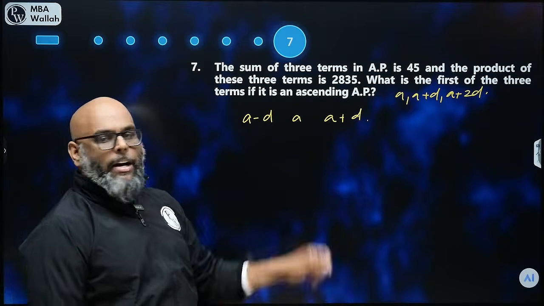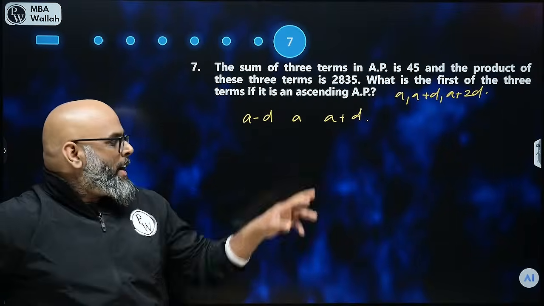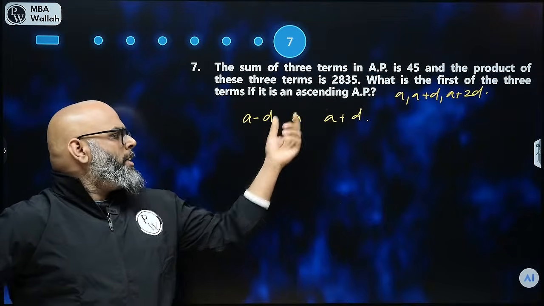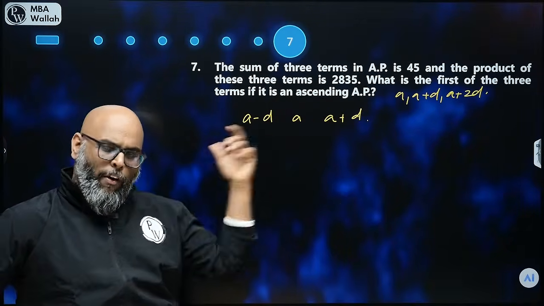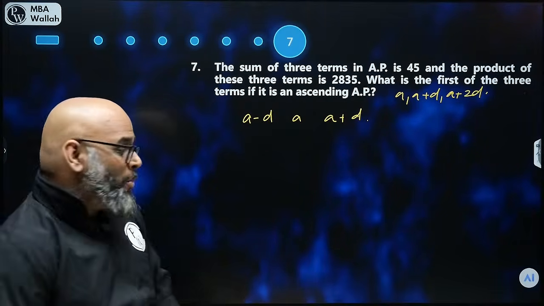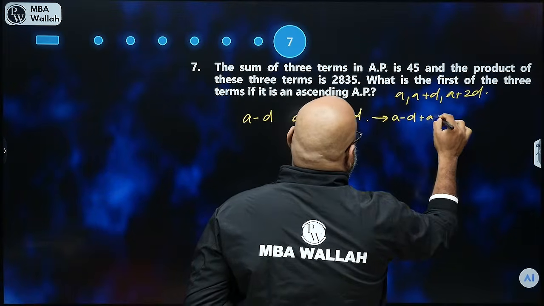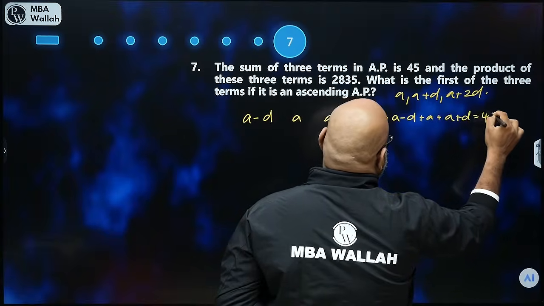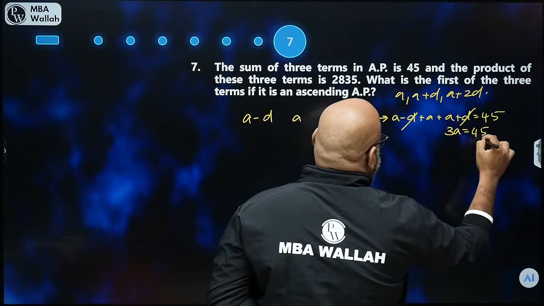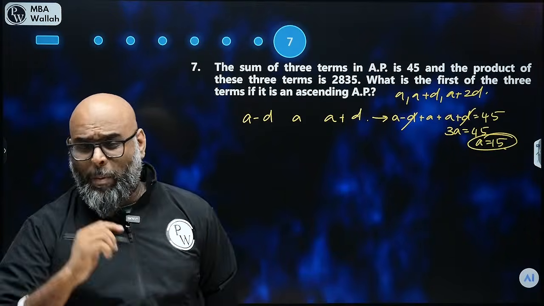From here to here you add a D, from here to here you add a D, this is still an AP. Instead of writing it A plus D and A plus 2D, I am saying this is A minus D, this is A, this is D more, this is D less, which still forms an AP, right? Now, it makes our job easy, I will show you why. If I say A minus D plus A plus A plus D is equal to 45, minus D plus D gets cancelled, 3A is equal to 45, A is equal to 15. Have the value of A, super helpful.